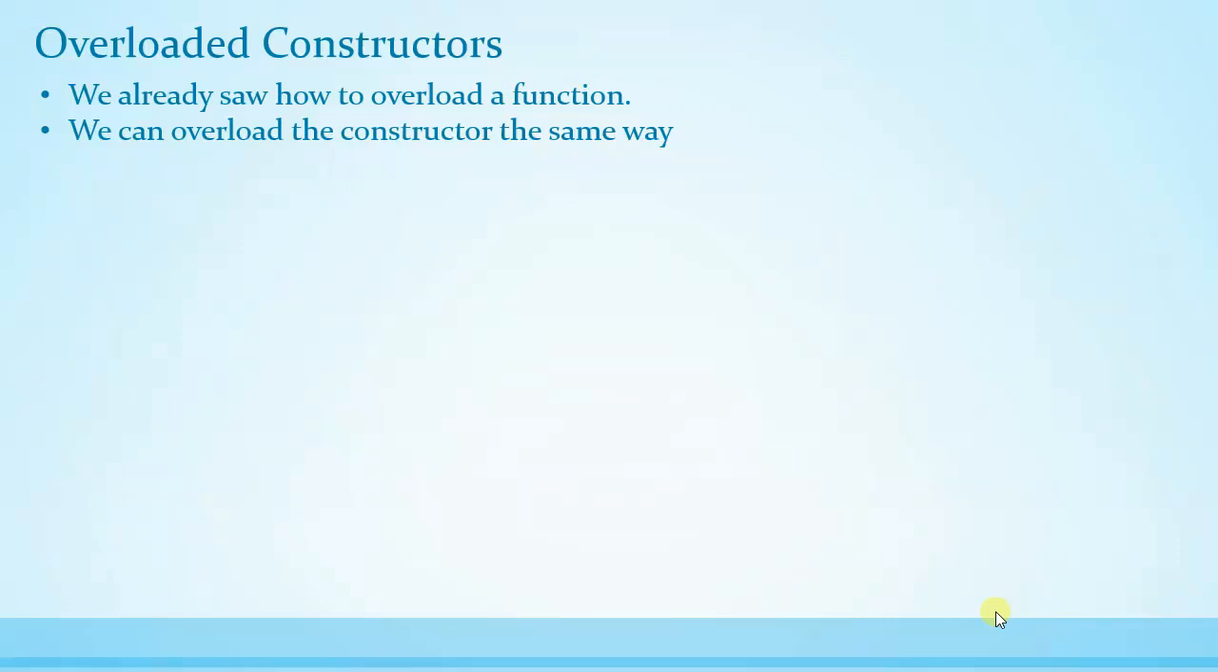Since the constructor takes parameters, and overloading is based on the parameters passed to your function, we can overload the constructor also. So we can use the same three rules: number of parameters, order of parameters, type of parameters. Based on that we will overload the constructor also. Since we already saw function overloading, here we will directly dig into an example.